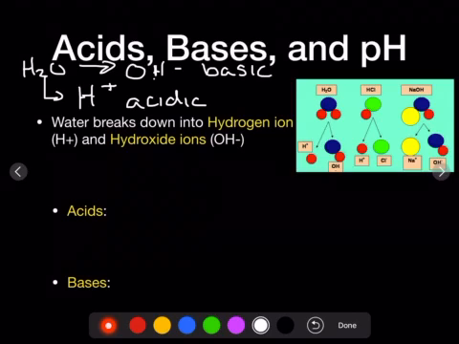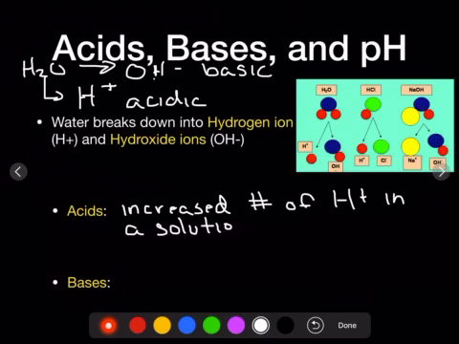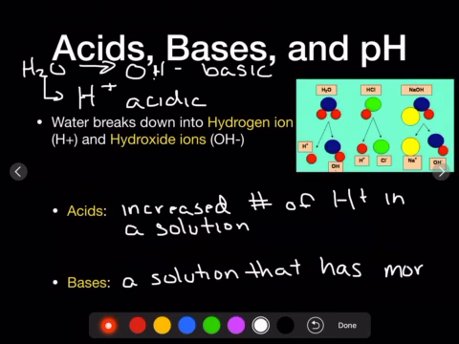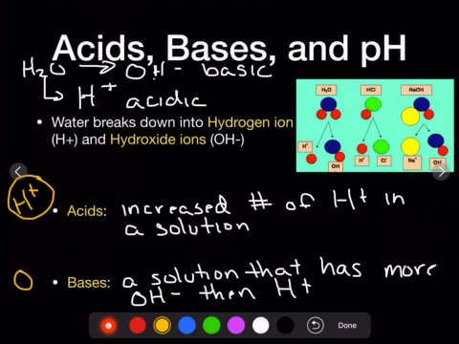An acidic solution has an increased number of H plus, or hydrogen ions, in a solution. In other words, it has more hydrogen ions than hydroxide, more H plus than OH minus. Bases are a solution that has more OH minus, or hydroxide ions, than hydrogen ions. So again, acids have more H plus ions, hydrogen ions. Bases have more hydroxide ions. And that's when water is dissociated.